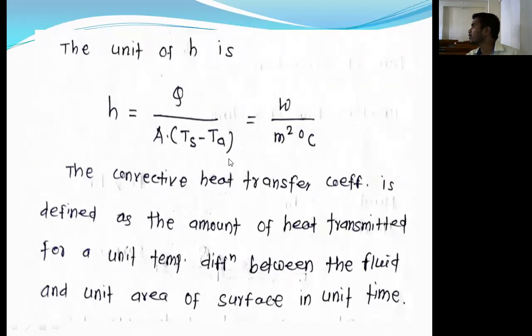Okay, and what is the unit of H? Can anyone tell me what is the unit of H? Watt per meter square degree Celsius. आणि thermal conductivity काय आहे? Watt per meter degree Celsius. Okay, एवढाच डिफरन्स आहे की इथे मीटर स्क्वेअर आहे आणि थर्मल कंडक्टिव्हिटी मध्ये काय होतं? वॅट पर मीटर डिग्री सेल्सिअस.